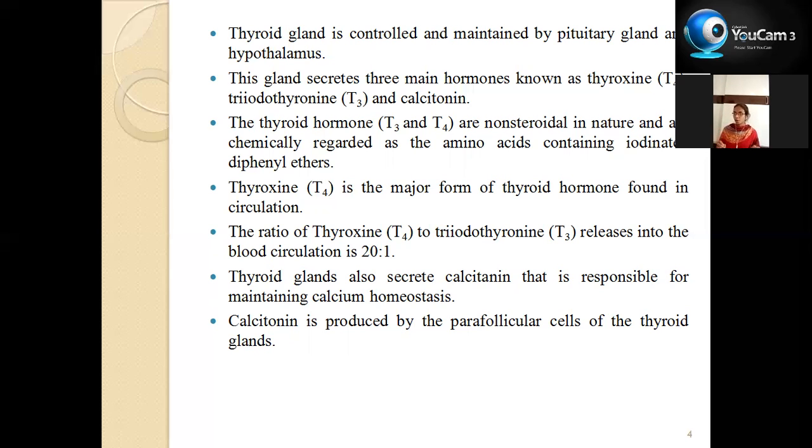The thyroid gland also secretes calcitonin, which is responsible for maintaining calcium homeostasis in our body. Calcitonin is produced by the parafollicular cells of the thyroid gland. This calcitonin is also released from the thyroid gland along with the T3 and T4 hormones.